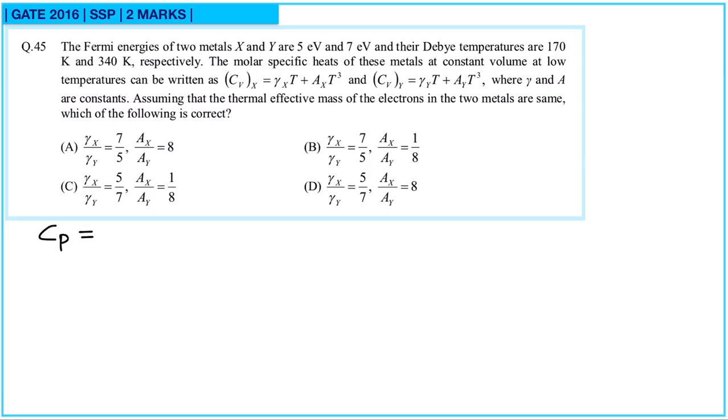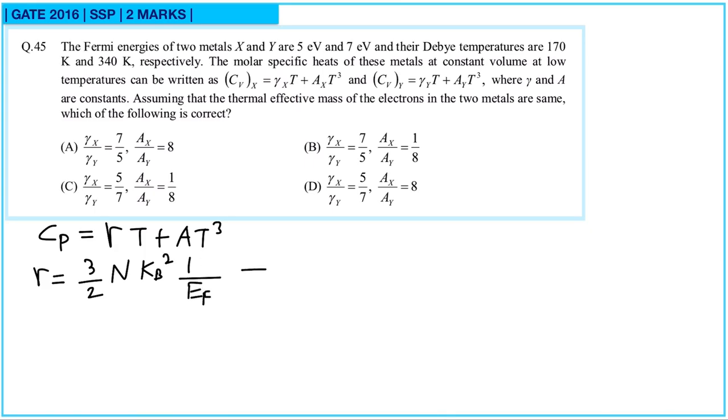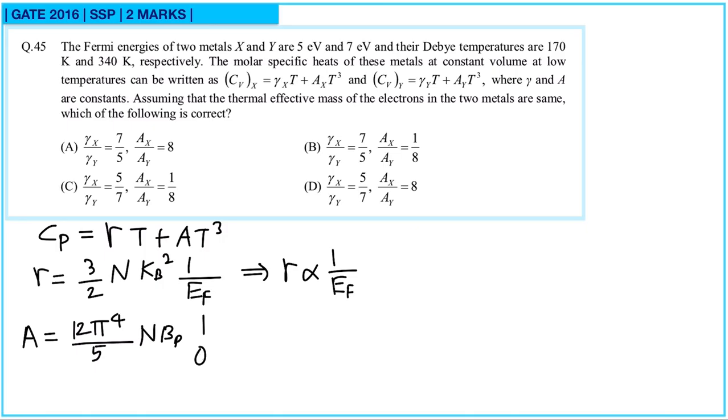Now here Cv is equal to gamma T plus A T cubed, where gamma is 3 by 2 n kB squared into 1 by EF. That means this gamma is inversely proportional to EF. And A is equal to 12 pi raised to 4 upon 5 into n kB upon theta D cubed. That means A is proportional to 1 upon theta D cubed.